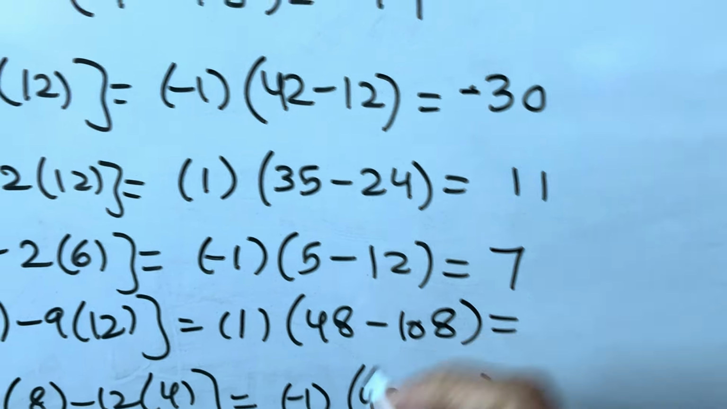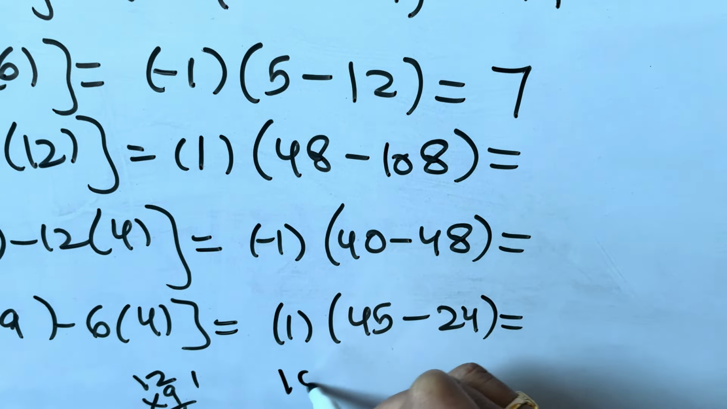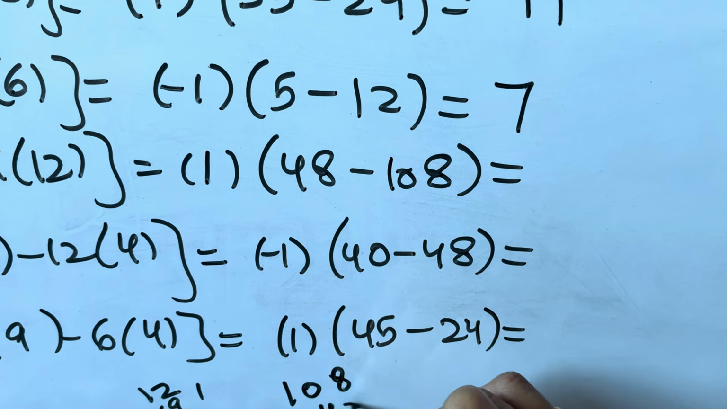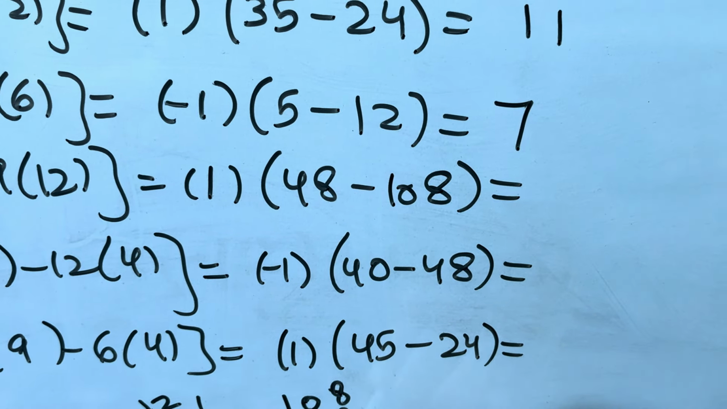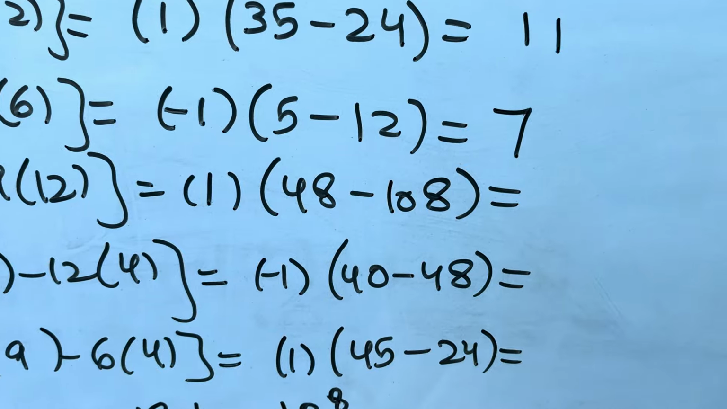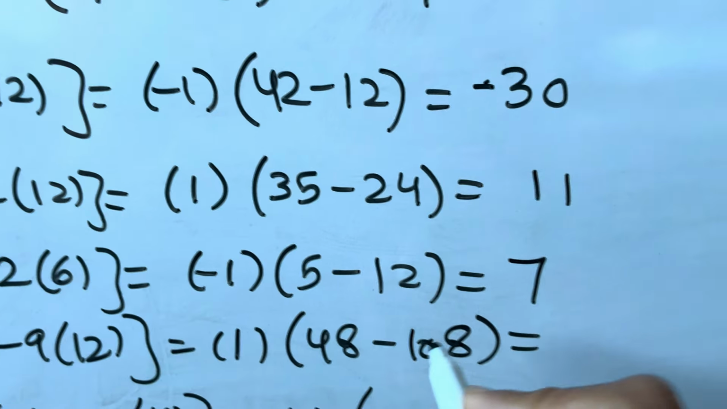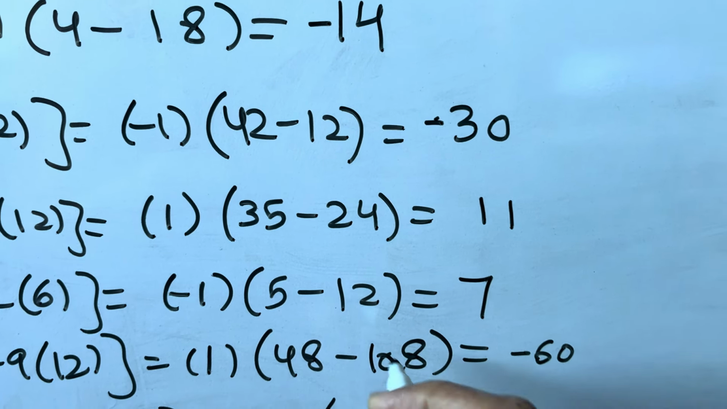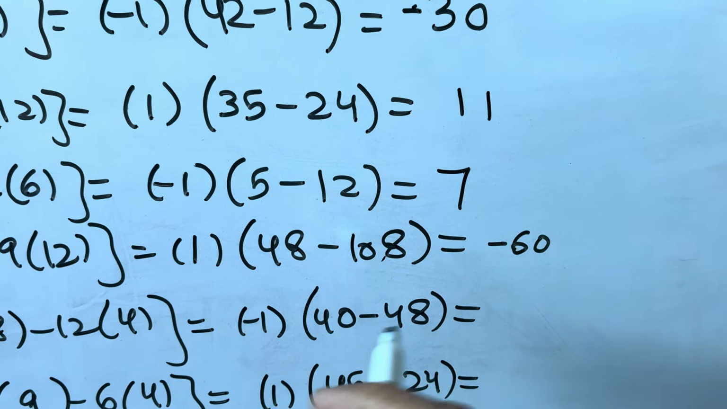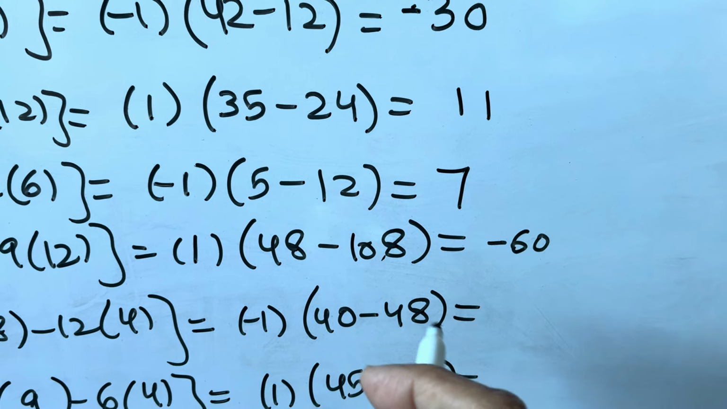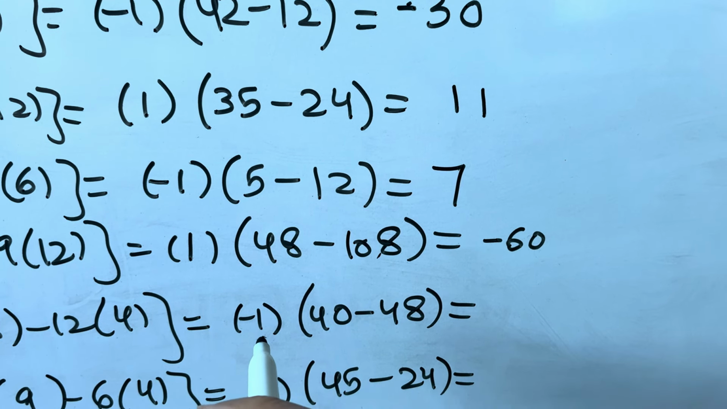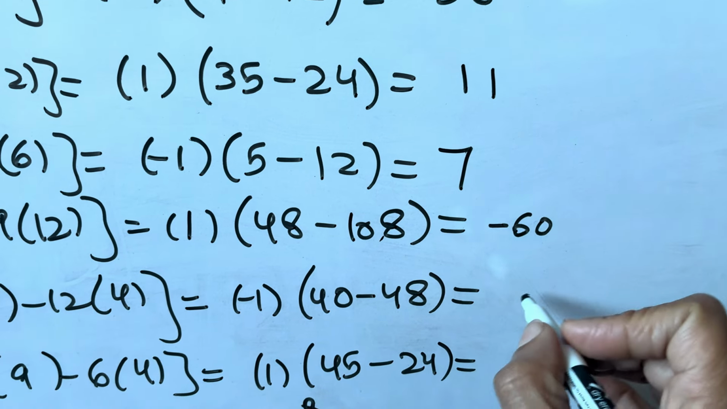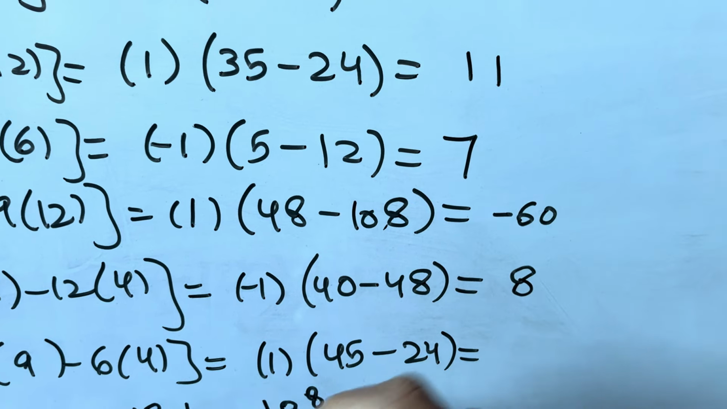48 minus 108. Let's do it here. 108 and 48, let's subtract it. 8 minus 8 is 0, and 10 minus 4 is nothing but 6. So this becomes negative 60 because it is subtracted from a lower number. And 40 minus 8 is nothing but minus 8, and a negative number is multiplied with a negative 1, so it becomes positive. So it becomes 8.